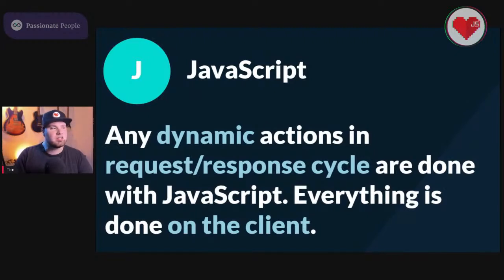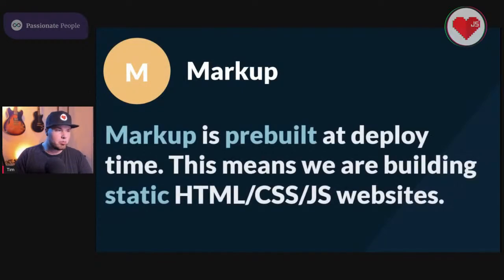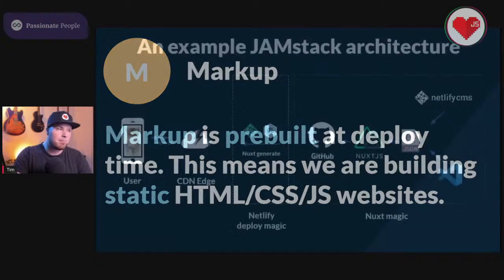Any dynamic actions in the request and response cycle are done with JavaScript. So it's all on the client. There's no server side here. APIs: all the server-side processes and database actions are abstracted into reusable APIs that are generally small, and they're only accessed by JavaScript. And then we have markup, which is pre-built at deploy. So we're basically, again, building static websites like we used to do back in the day, right? Just HTML, CSS, and JavaScript.